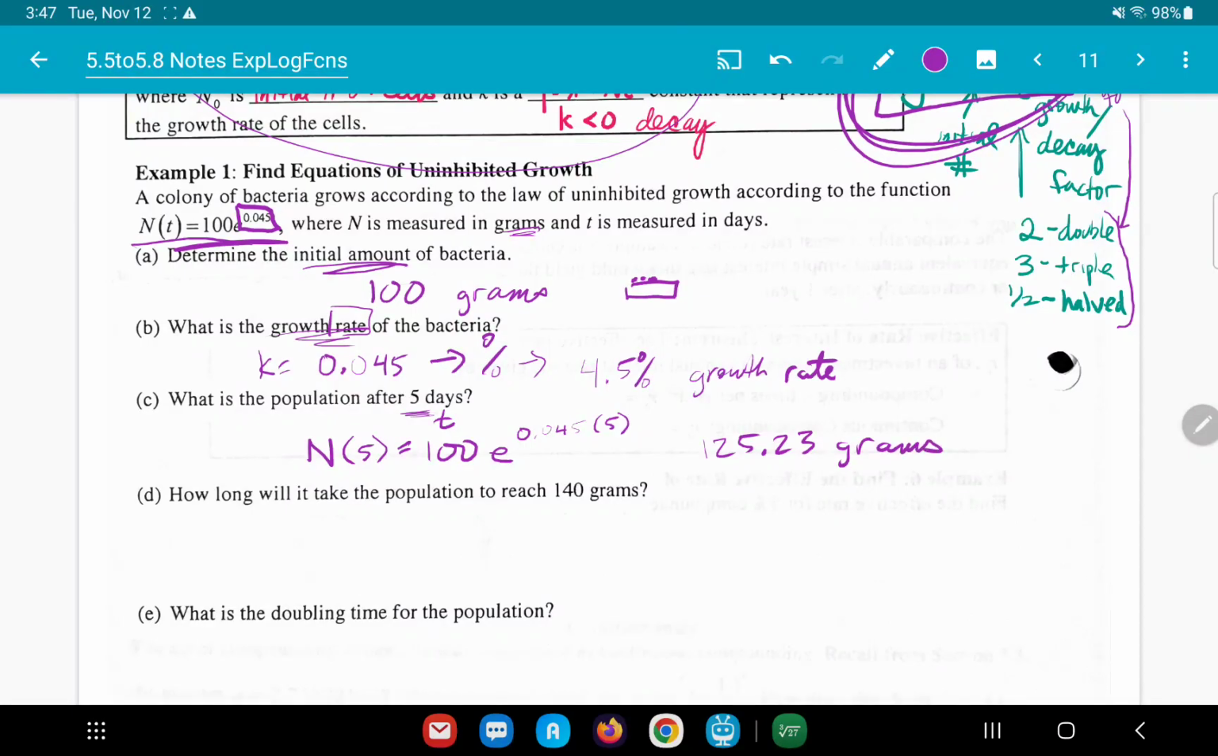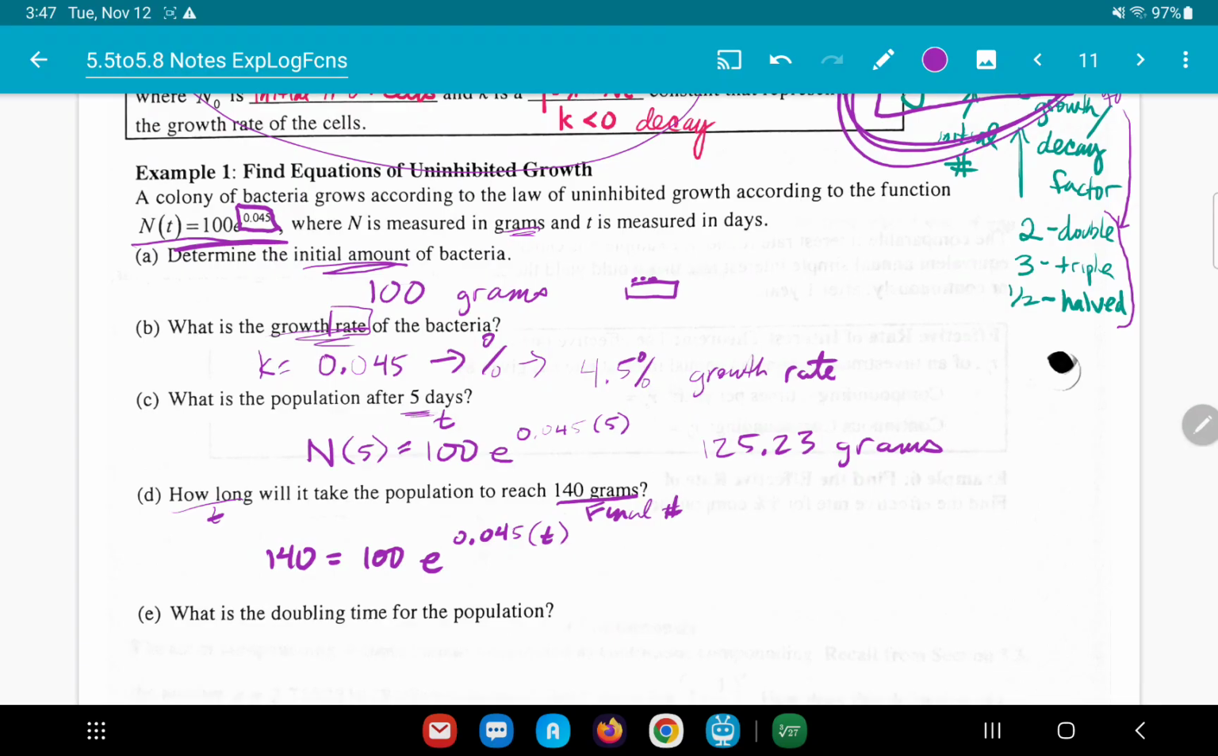How long will it take the population to reach 140 grams? Based on this question, how long is asking us for a time, and to reach 140 grams, that's going to be our final number. So since that's our final number, I'm going to put that in my equation. I'm going to have 140 is equal to 100 e to the 0.045, and then we're looking for t, so that'll be t right there.